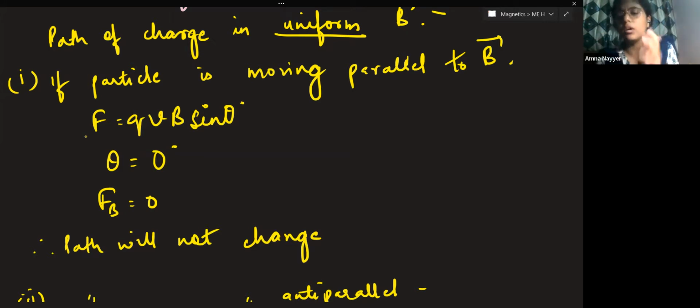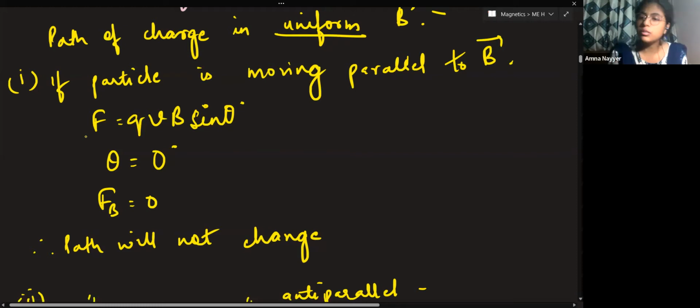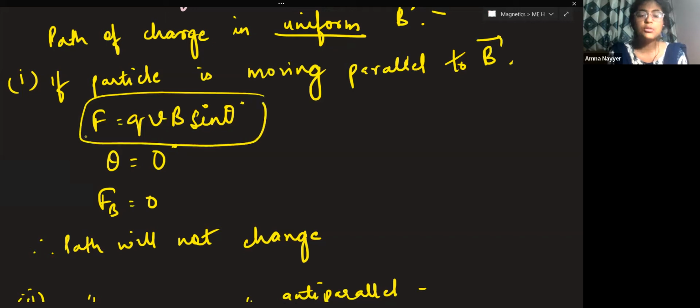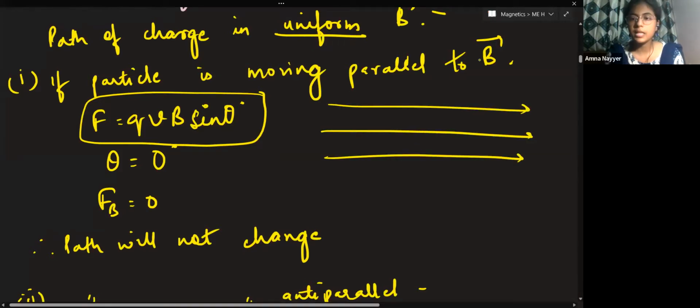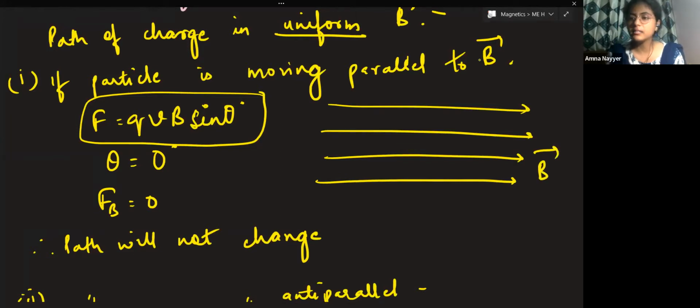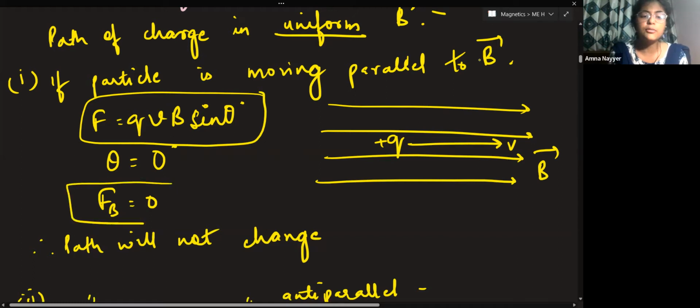The first 2 cases you people already know. How? See, q v cross B, which means qvB sine theta. You are already aware of this equation. So the first case is if the charge is moving parallel to the magnetic field. This is the magnetic field, class, and the charge is also moving in this direction, that is, the parallel direction. So what's the angle formed between the magnetic field and the velocity? 0 degrees, and sine 0 is 0. So the magnetic force comes out to be 0.